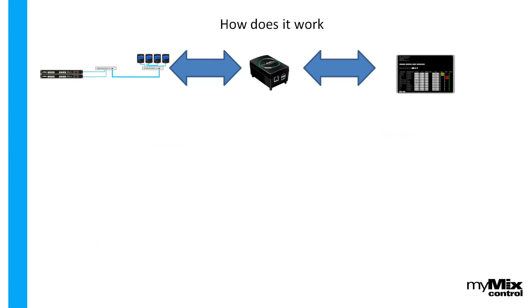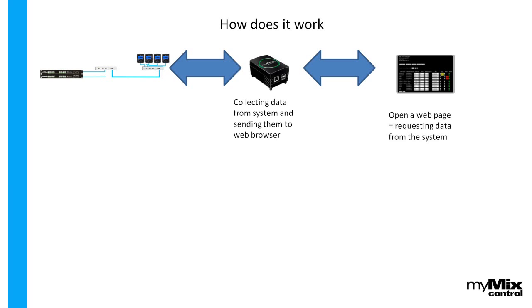So how does it work? The MyMix Control plug is transferring data between your computer or tablet and the MyMix system. So when you open a web page, that basically requests the data from the system, the plug collects the data and displays it on a web page that you see on your web browser. So let's look at an example here.